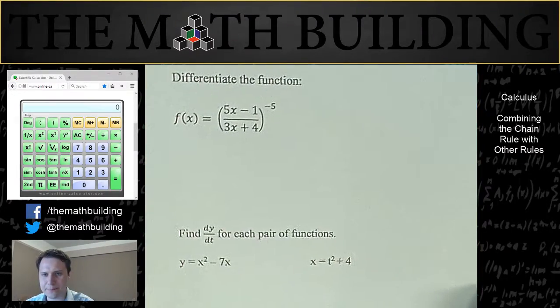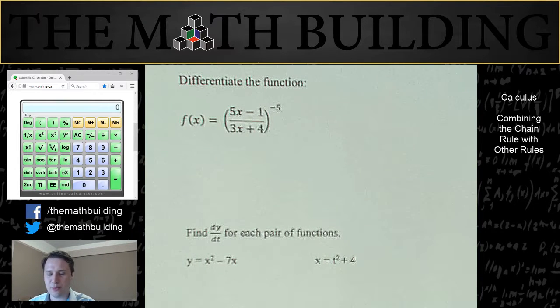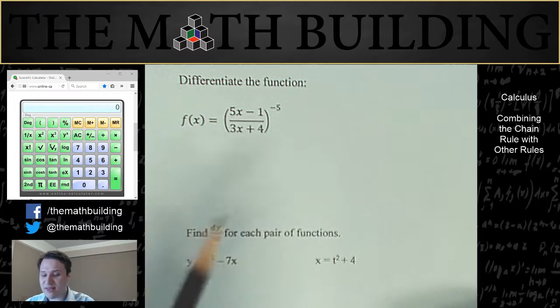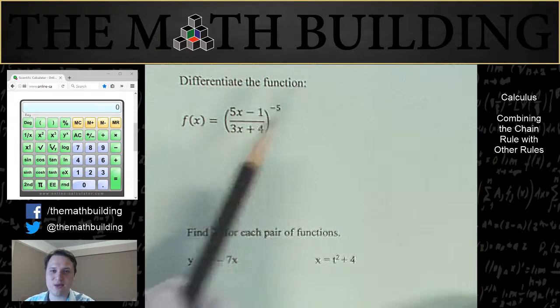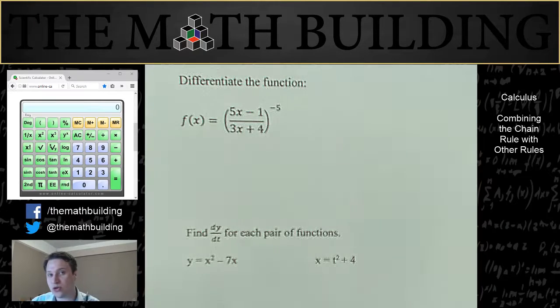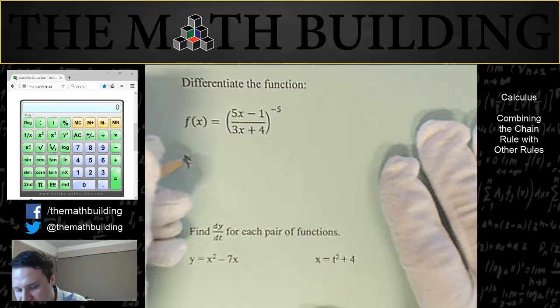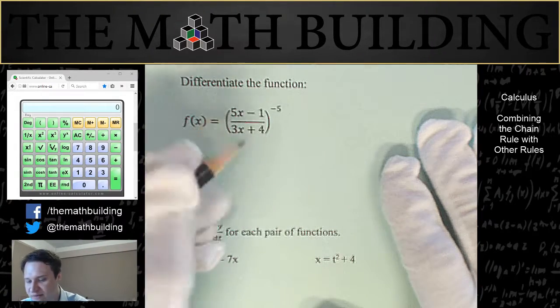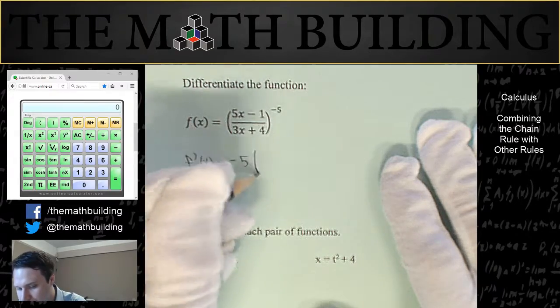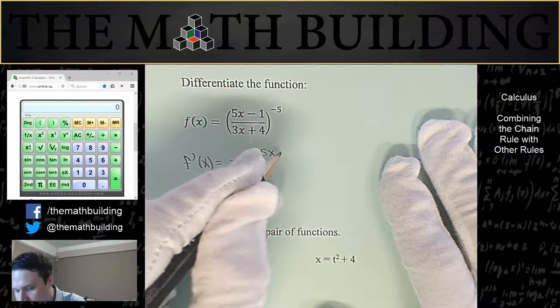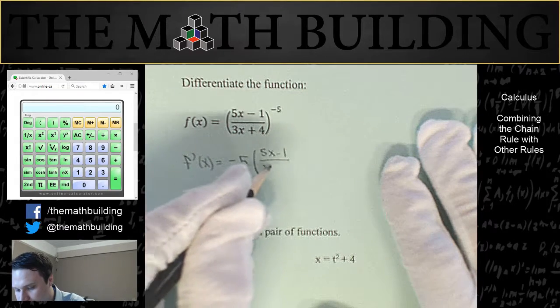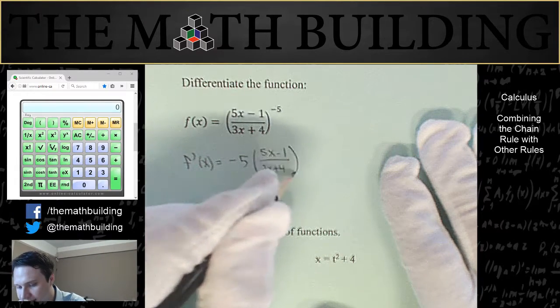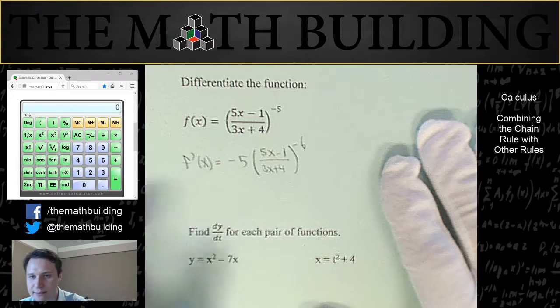Notice this one. On a previous one, we had the chain rule as part of the quotient rule. But this time, if you notice, the chain rule is the outside function. And so the quotient rule is going to be the part of the chain rule. So here's what I mean. The derivative of this is going to be take the derivative of the outside and leave the inside alone. And then we bump that power down by 1.